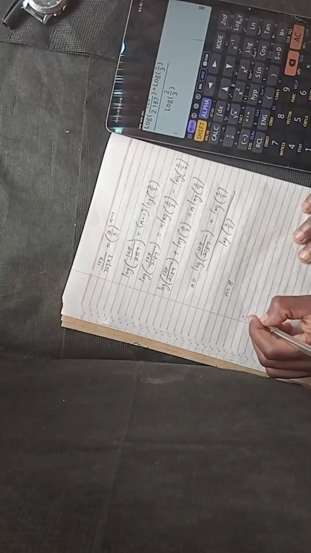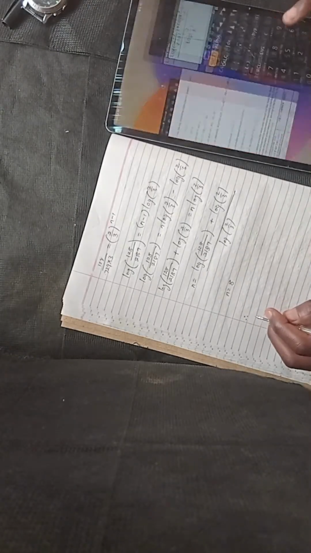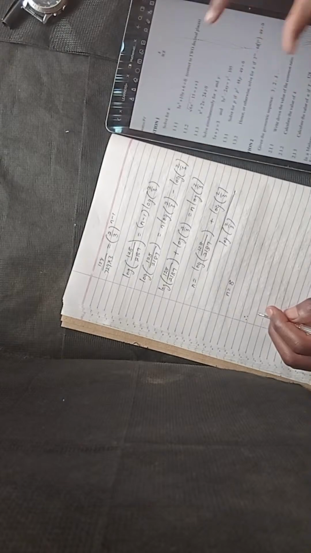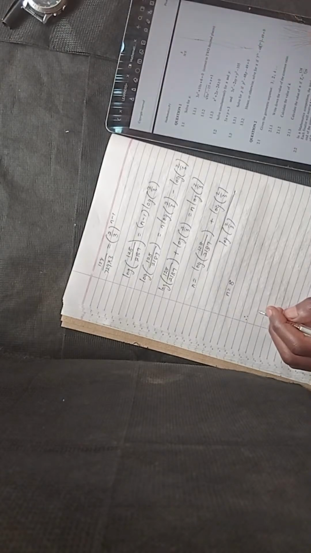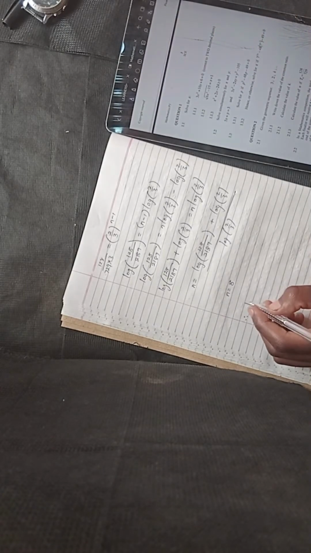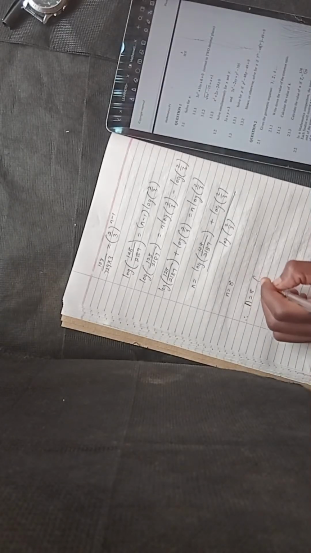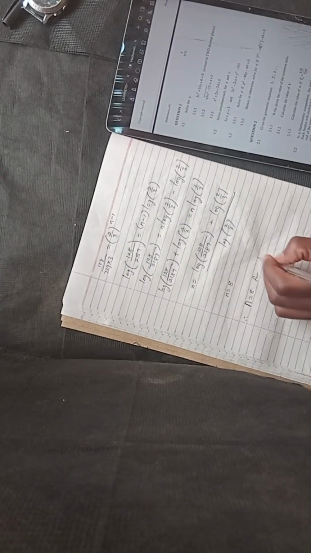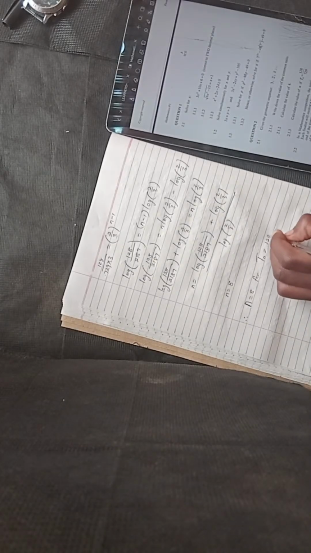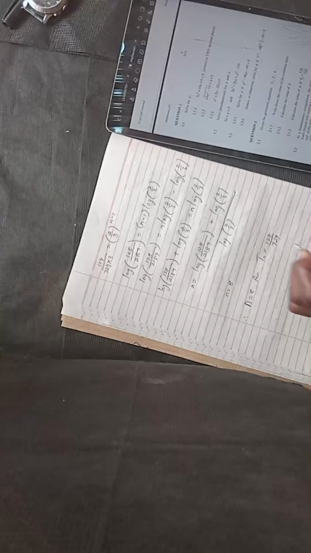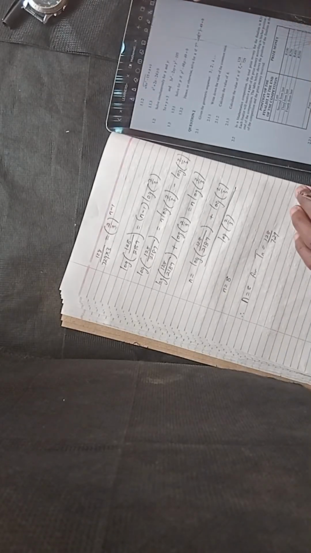Therefore, going back to the question, term n is equal to 8 for Tn is equal to 128 over 729. It's complete. All right. Next question.